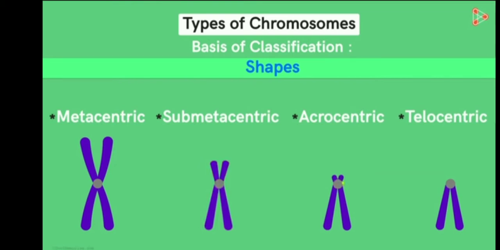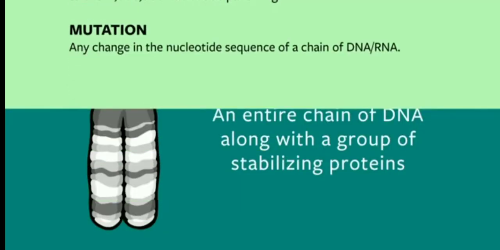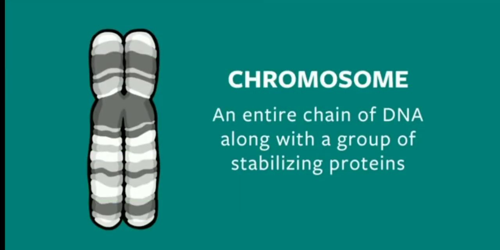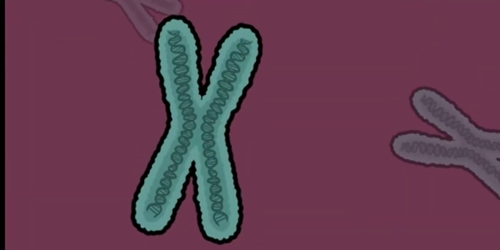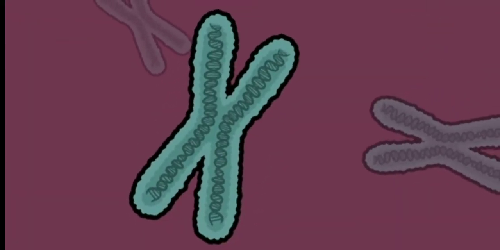The third type is acrocentric. Acro means peak point. So the centromere is shifting towards the peak of the chromatid. As a result, the P arm is very small as compared to the Q arm. In case of telocentric, the position of the centromere is at the top of the chromatid. This kind of chromosome is not found in human beings.